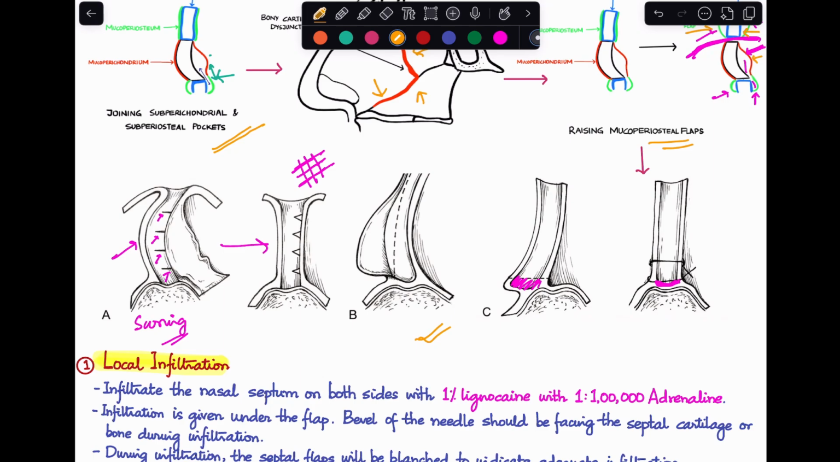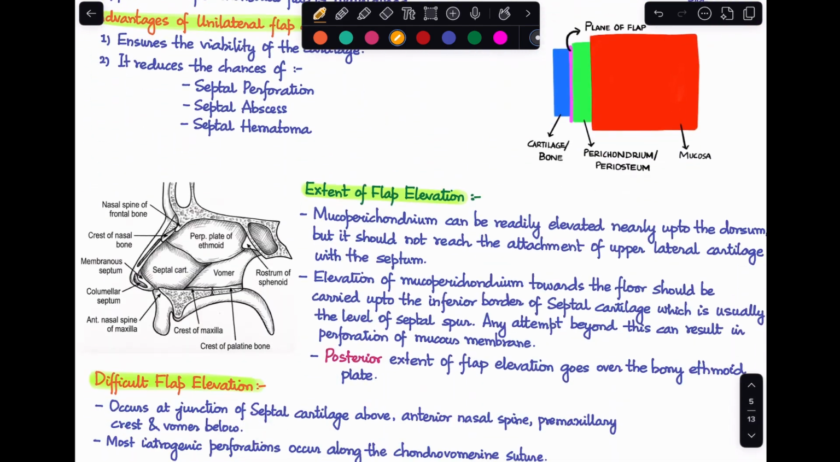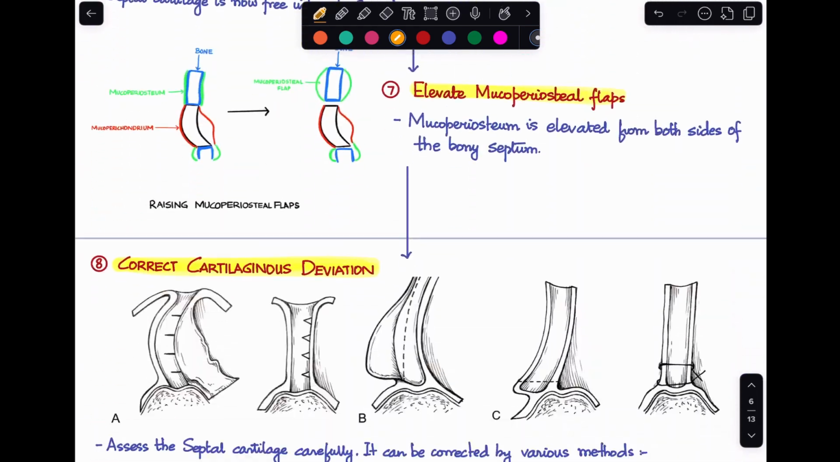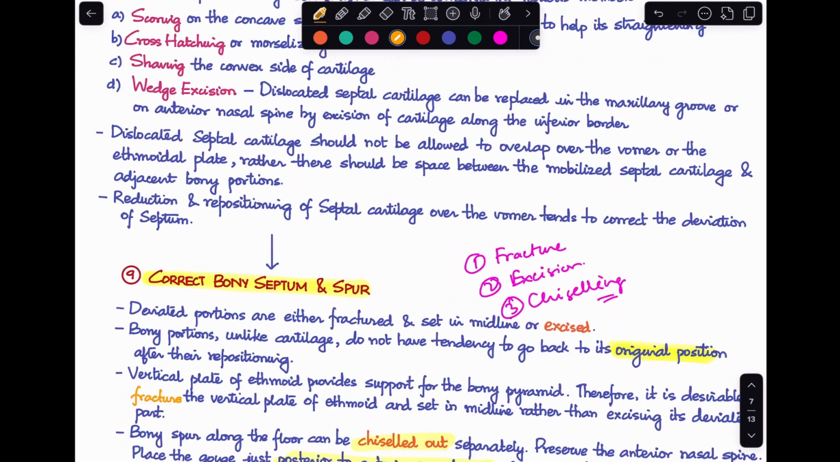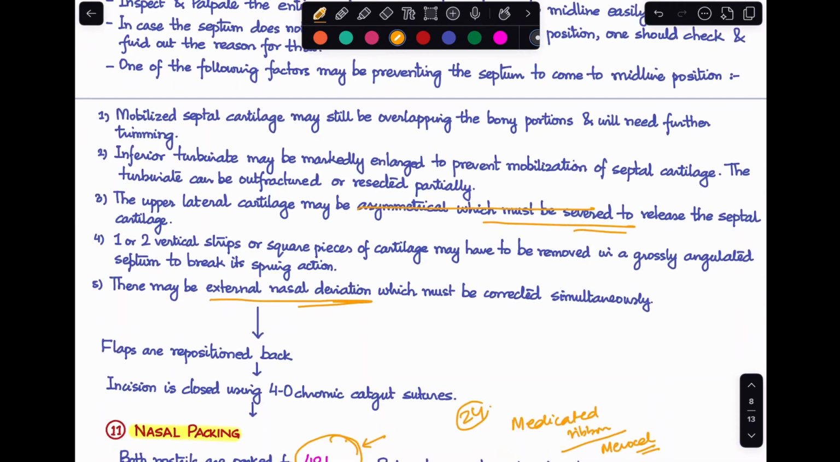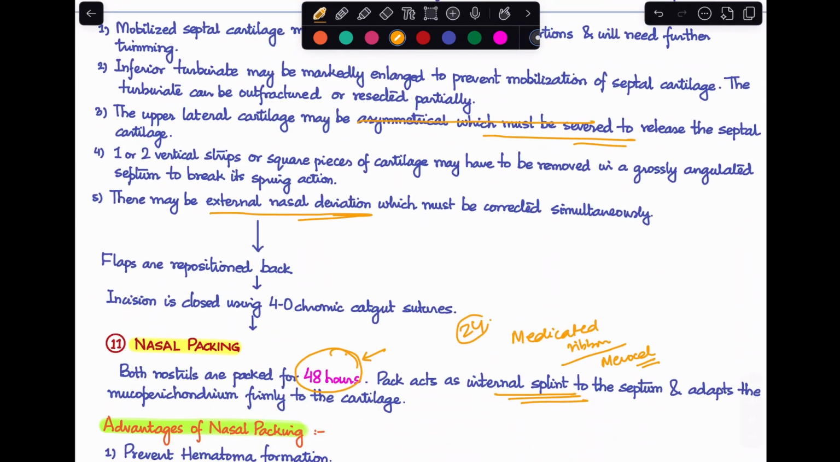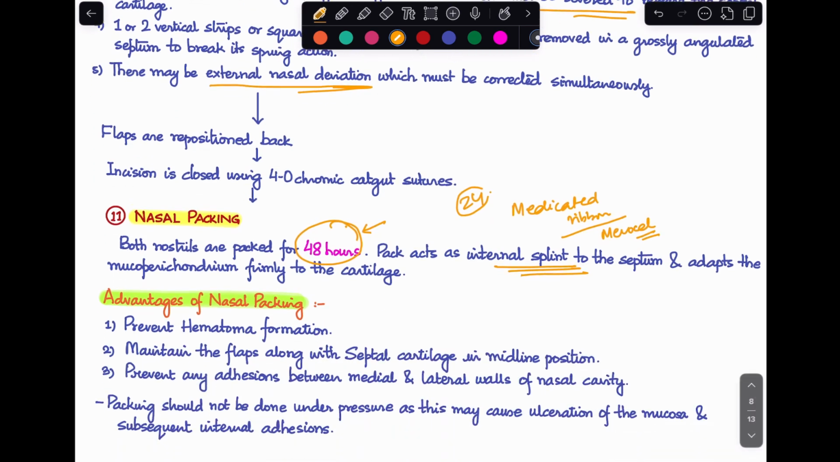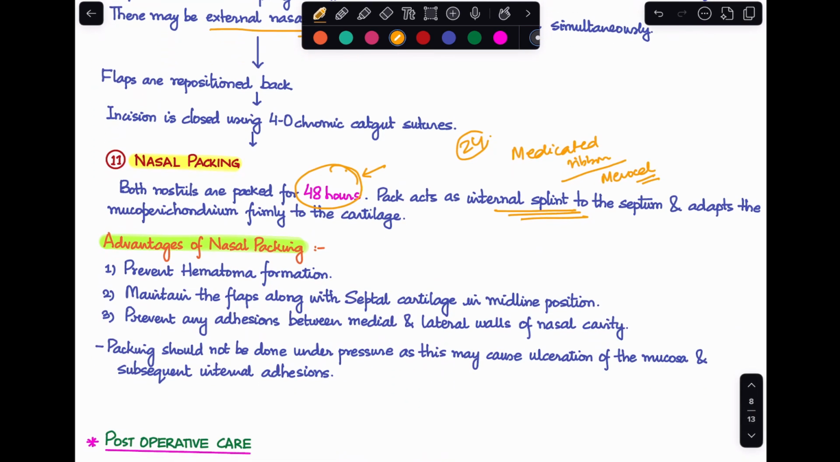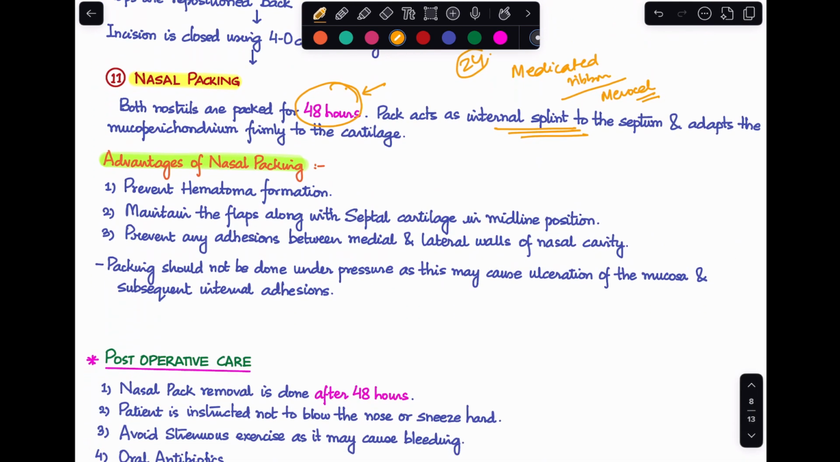Then we corrected the bony septum and removed any spur present. And then we repositioned the septum back to the midline. And lastly, we placed the nasal packing to give more support and prevent complications like synechiae or development of septal hematoma. So that's about the different steps of septoplasty.